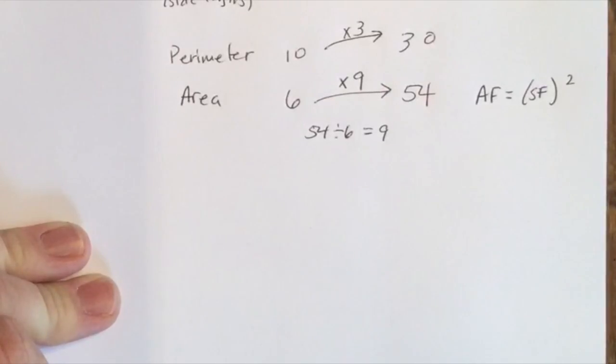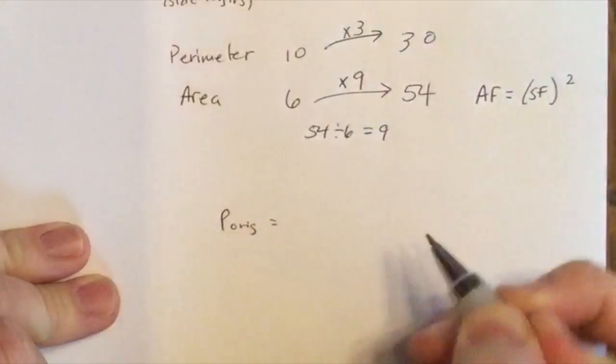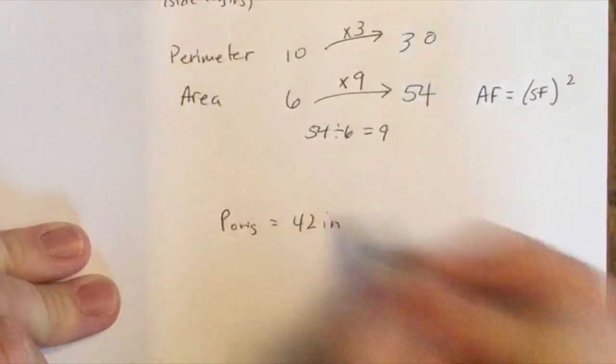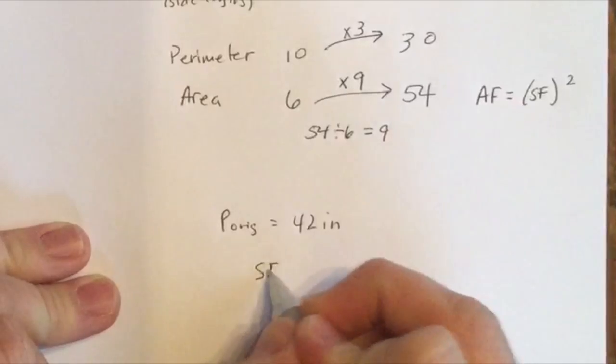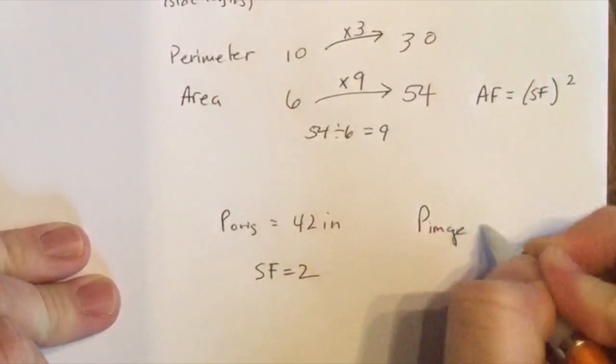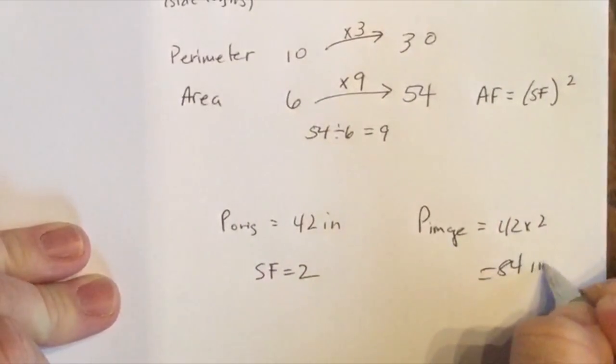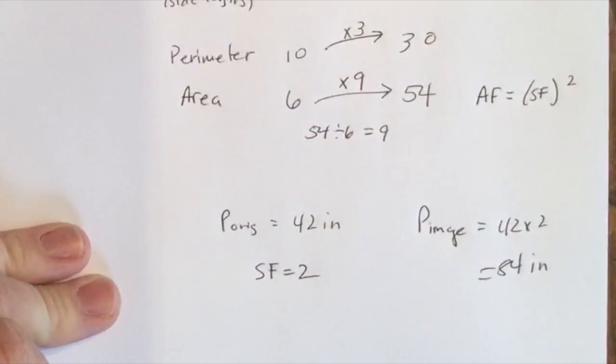You need to be able to take and apply this relationship. For example, if I said the perimeter of an original was 42 inches, and I gave you that the scale factor was 2, you should be able to tell me that the perimeter of the image is 42 times 2, which is 84 inches. Same applies for the area.